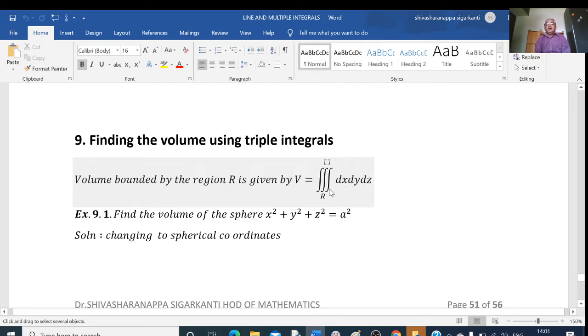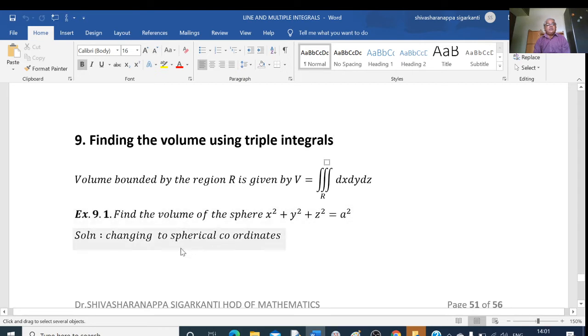Here if I take the strip along the z axis on that sphere, then z ranges from minus root of a square minus x square minus y square to plus root of a square minus x square minus y square. And coming to the xy plane, the equation is the circle x square plus y square equal to a square. From that we can write y equal to minus root of a square minus x square to plus root of a square minus x square. And finally x ranges from minus a to plus a.